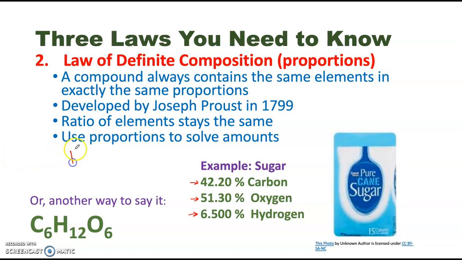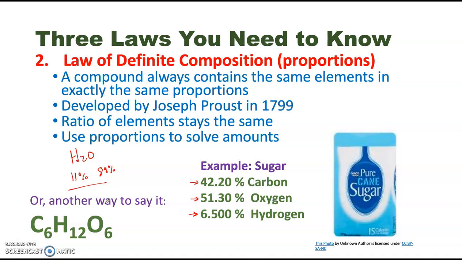Another example is water. Water is always H2O. You're never going to see water as H3O or HO. And it's always 11% hydrogen, 89% oxygen by mass. Again, if you go all the way across the world, take a sample of water, purify it, it's going to have this exact same ratio. That's what the law of definite composition means.